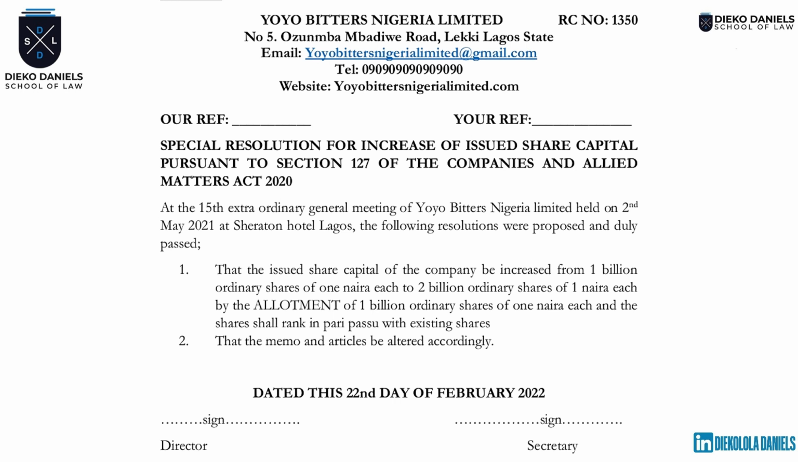But note that when you are talking about the shares, not only will you talk about the ordinary shares, you also talk about the naira nominal value. So we want to increase it from 1 billion ordinary shares of 1 naira each to 2 billion ordinary shares of 1 naira each by allotment of 1 billion ordinary shares of 1 naira each, which will rank pari passu with existing shares. Simple. It's not hard. Do you understand that?